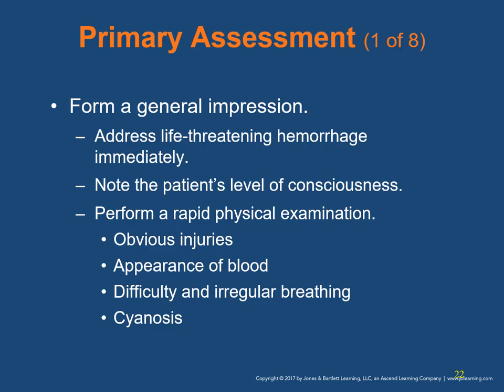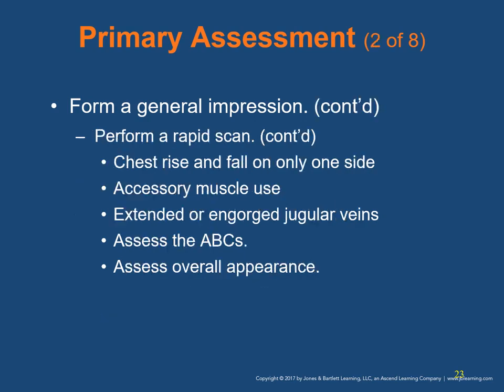Observe injuries, appearance of blood, difficulty breathing, cyanosis, irregular breathing, chest rise and fall on only one side, accessory muscle use, and extended or engorged external jugular veins. Assess airway, breathing, and circulation, assess overall appearance, and ask how sick this patient is.